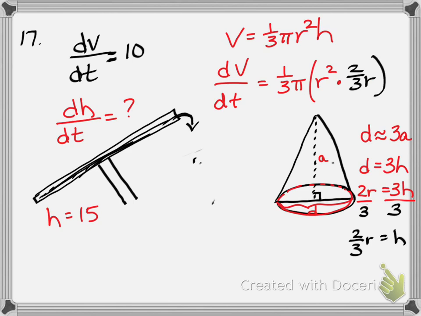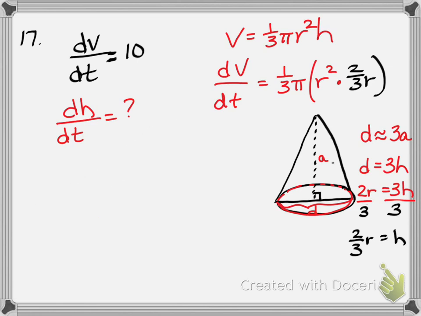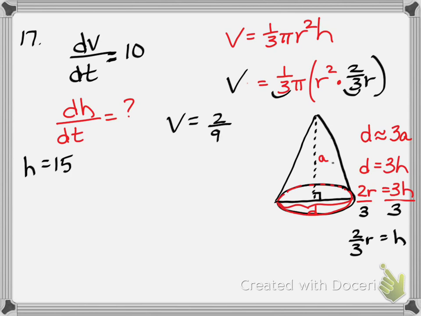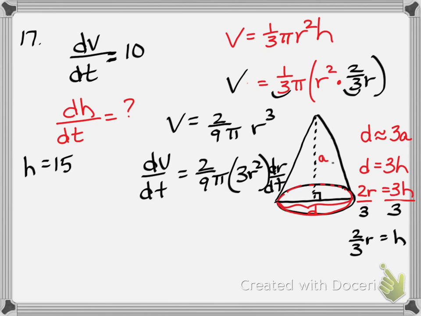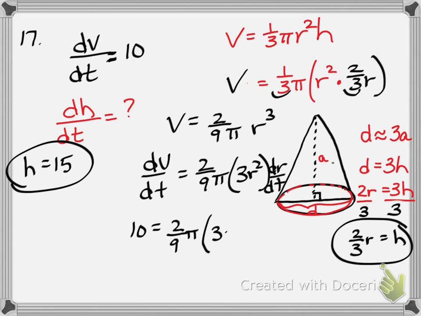Okay, I'm going to have to get rid of my picture of my bigger belt. So, let's change this. I did some arranging, so I haven't taken any derivatives yet. Okay, and let's clean that up a little bit. 1/3 times 2/3 is 2/9 pi r to the third. Now let's do the derivative. dV/dt equals 2/9 pi times 3r squared dr/dt. dV/dt this time is 10, equals 2/9 pi times 3 times r squared. Okay, we're going to have to use this and this to figure out what r is.